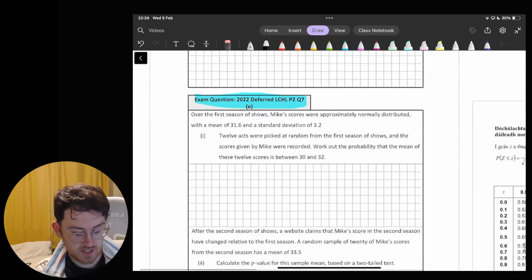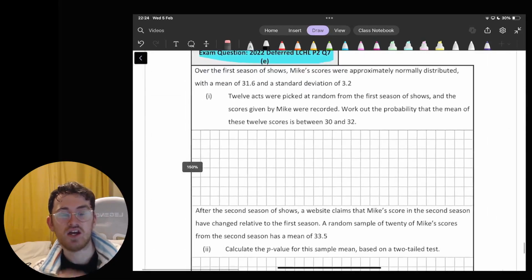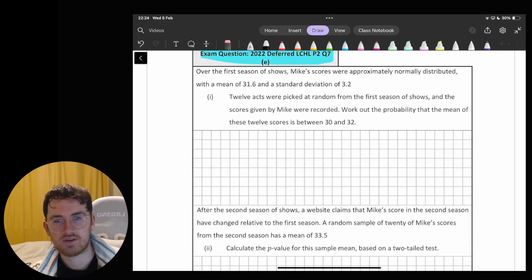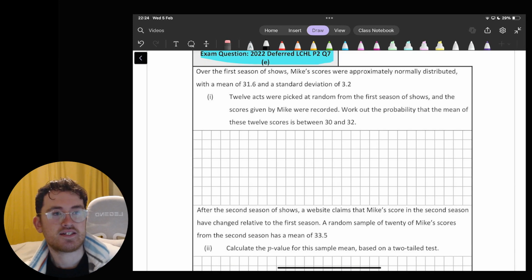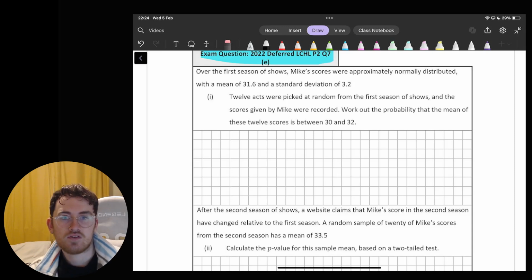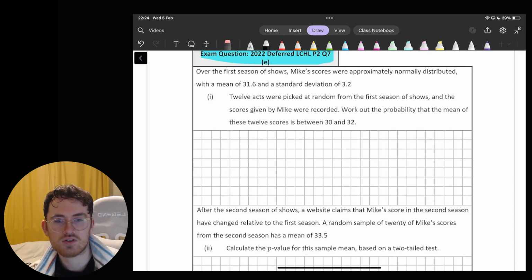As I say, I'm just kind of picking and choosing some of these questions here, as there's overlap really across all of these questions anyway, but just picking a few that'll stand out, I suppose, that offer different things. So looking at this question from the deferred paper for 2022, so over a season of shows, Mike's scoring some shows. There's some context missing here from earlier parts. I think it's actually in the scatter plots and correlation section.